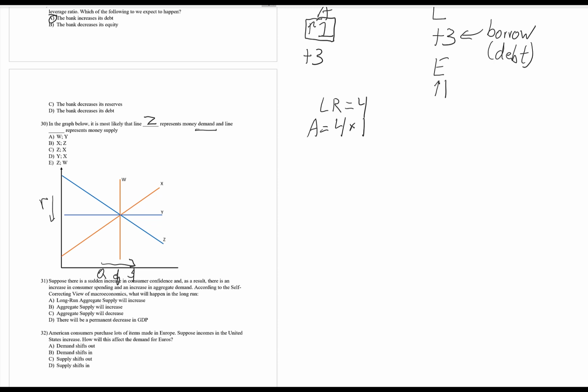Money supply, remember the Fed controls the money supply. So money supply is whatever the Fed wants it to be. Whatever quantity the Fed chooses for its money supply, that's what it is. Essentially, when the interest rate changes, that doesn't change money supply. The only thing that changes money supply is the Fed deciding it wants to. So that's W. So the answer here is E.